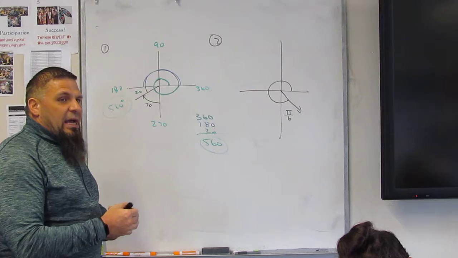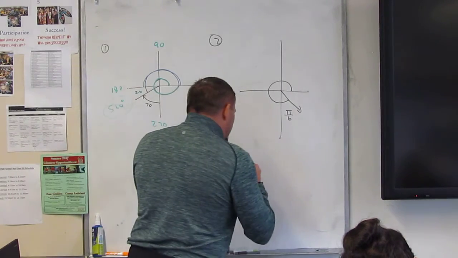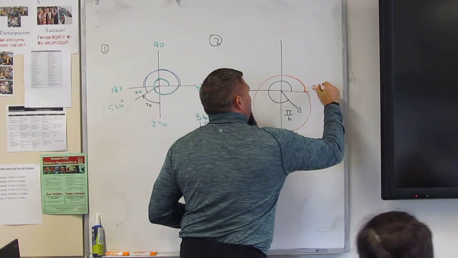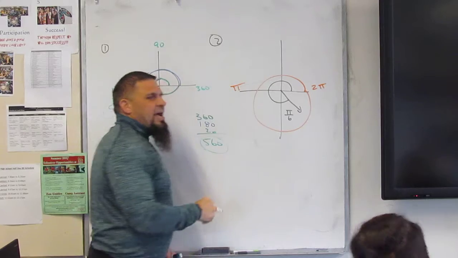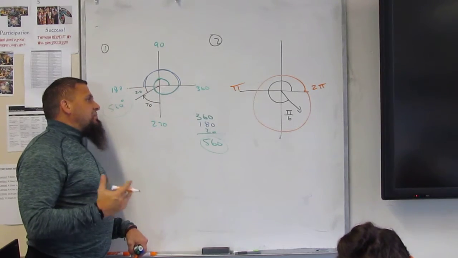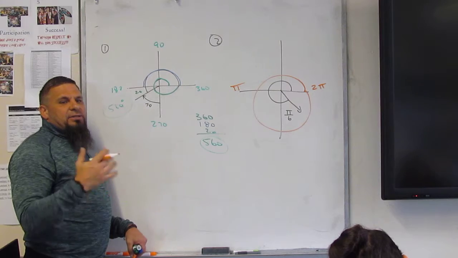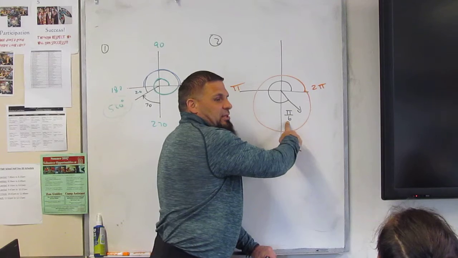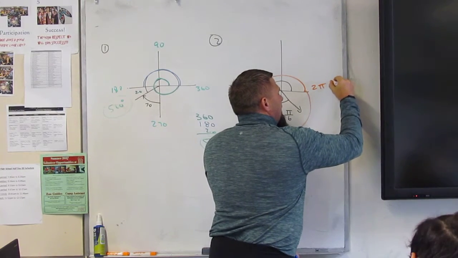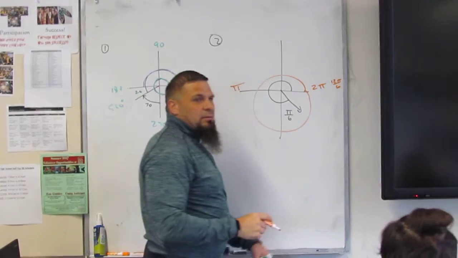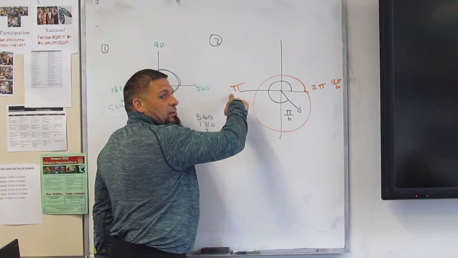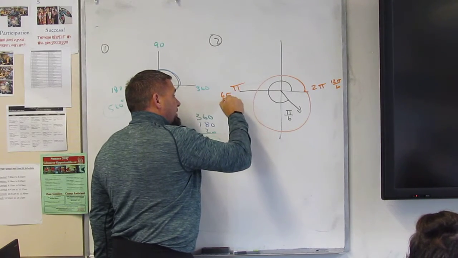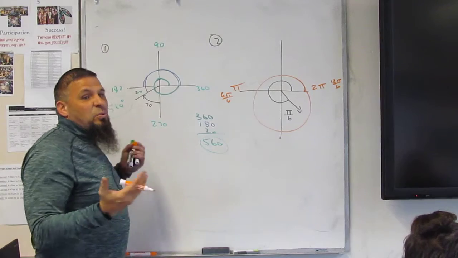Okay? Now, same thing. This is 2 pi. This is pi. So when we're talking about radians, everything's in pi and 2 pi. Now, right here, we're talking about 6 over 6, right? So how do I make 2 pi? Well, that would be 12 pi over 6, right? And this would be 6 pi over 6, because it's just 1 pi.